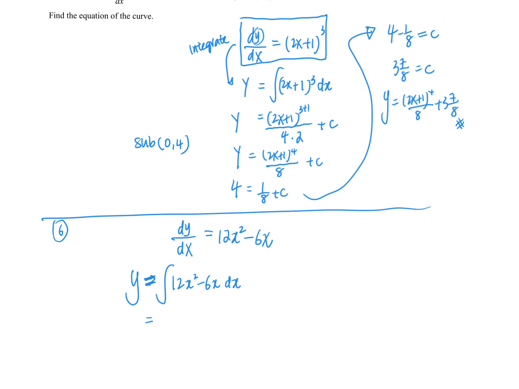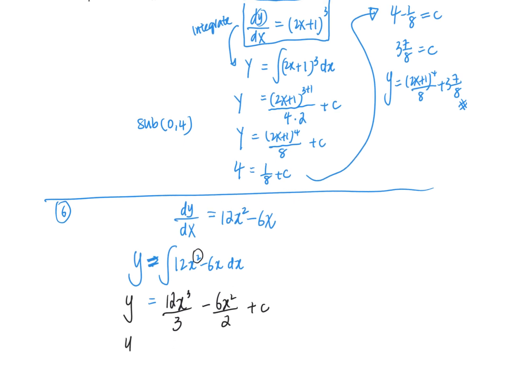I give Alpha a chance in case he becomes Robert next time. How to integrate this? The fraction. So add 1 to the power. See, Roche is helping you. Divide by the new power. Minus 6x squared. Yes, that's what I said. Then with a plus C. Okay.